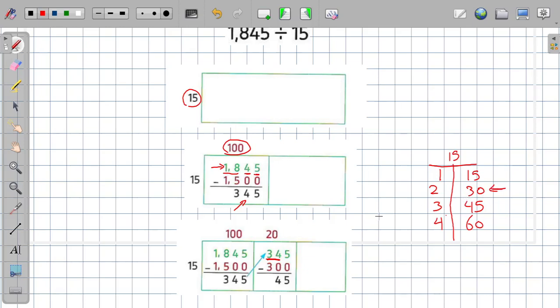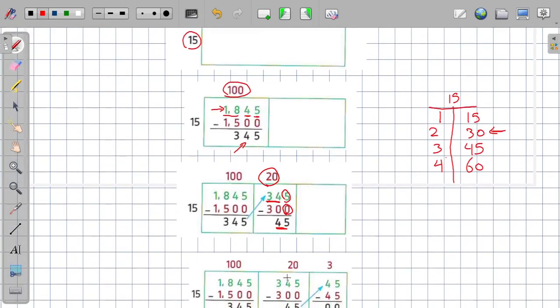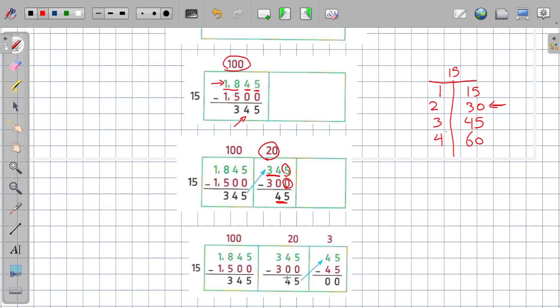I will take 30, and I have one digit here, so I will add a 0 next to 30. So I have here 300. So 30 divided by 15 equals 2, and I have a 0 here, so it will be 20. And after that, I will subtract the two numbers here, so I have 345 minus 300, and the result will be 45.